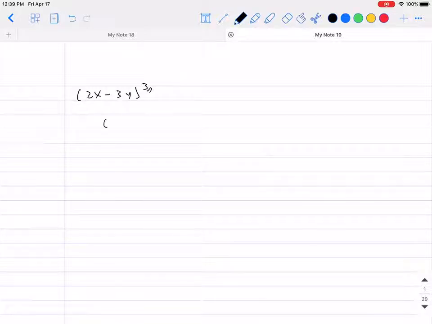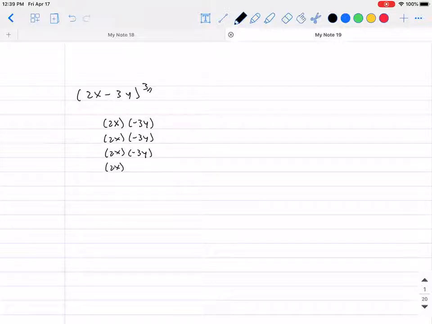In terms of what those terms are, they'll consist of 2x and then negative 3y, then 2x and negative 3y, 2x and negative 3y, and also 2x and negative 3y. As one part of the binomial increases in exponent, the other one will decrease, in a way such that the sum of the two exponents is always equal to the exponent at the very beginning, which in this case is 3.